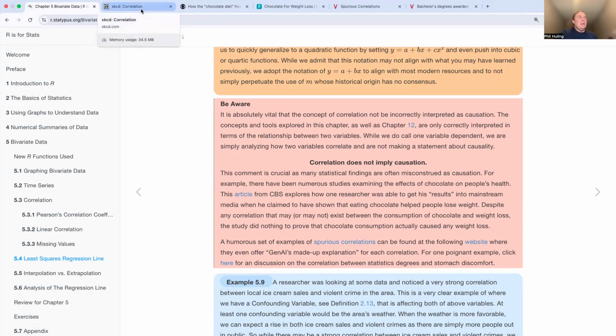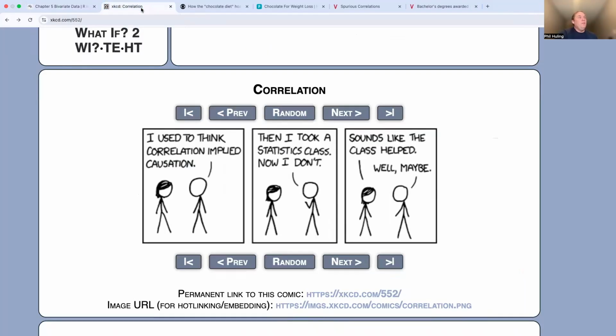This is nicely illustrated, I believe, by an XKCD comic. I'm just going to show it on the screen here briefly. I'll let you pause if you want to read it, but it's a very good joke if you can understand the difference between the two things.